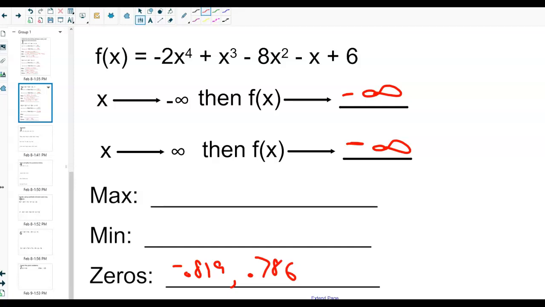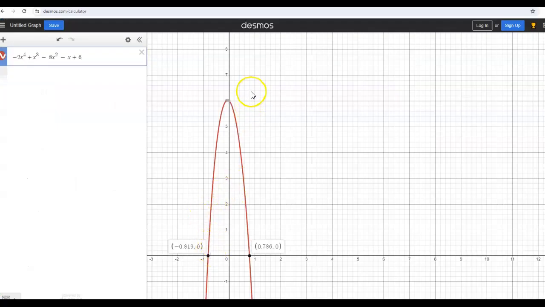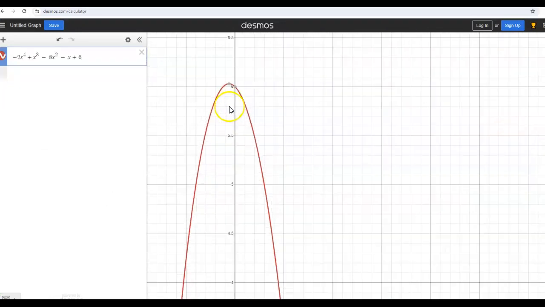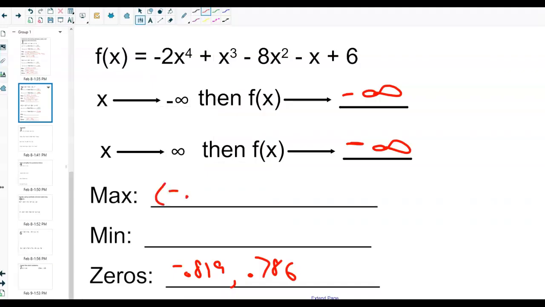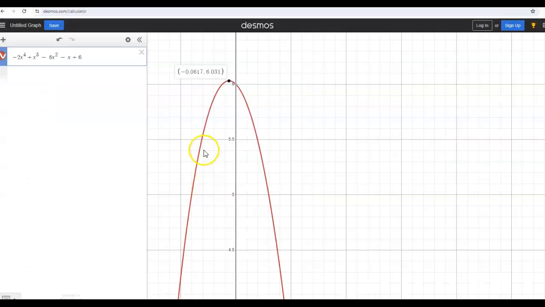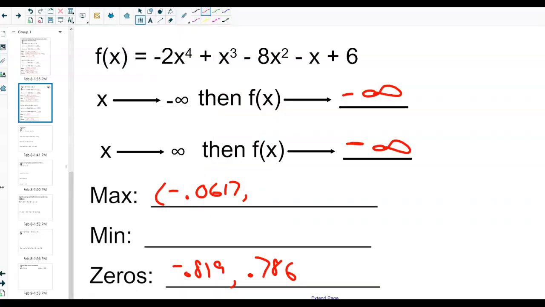In this case, there's no minimum. Okay? And there's really only one maximum. And that maximum is negative 0.0617, 6.031. And if there is no minimum, really the minimum is negative infinity, okay? But since there's no turn in the graph, we'll leave it as none right here.